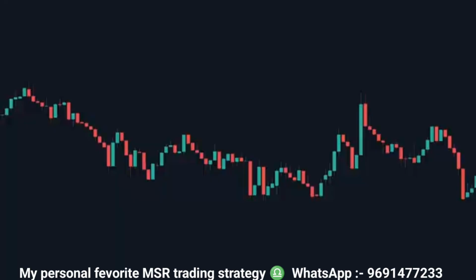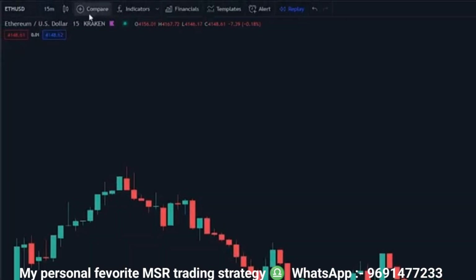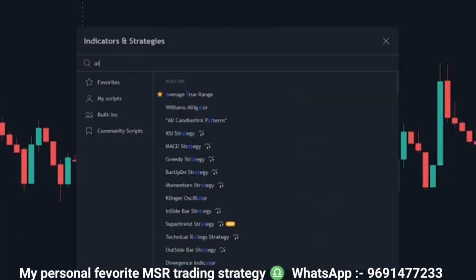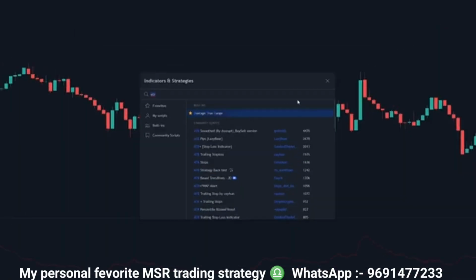First things first, get on your chart platform. I use TradingView, I'll leave a link in the description. Go to the indicators tab and type in ATR for average true range. This will put the ATR on the bottom of your screen.